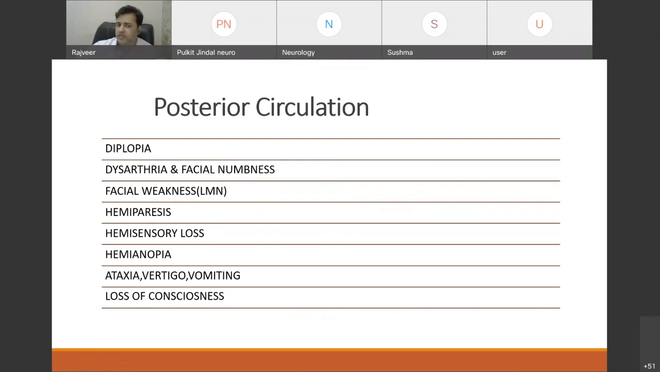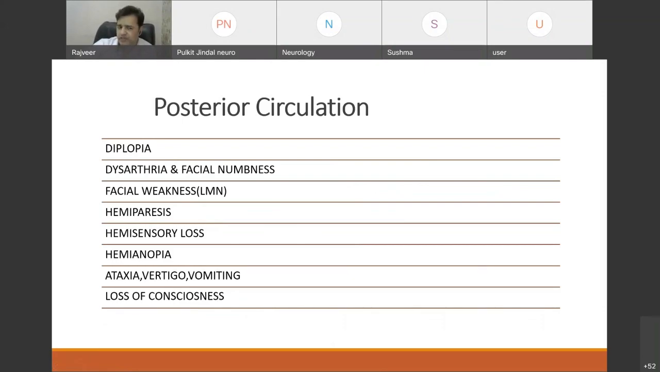It depends on which part of the brainstem is involved. Then the patient may have hemiparesis or hemisensory loss due to involvement of the ascending or descending tracts in the brainstem. Then the patient may develop hemianopia due to occipital lobe involvement. If there is cerebellar involvement, the patient will develop ataxia, vertigo, or vomiting. Or the patient may develop loss of consciousness if the reticular activating system in the brainstem is involved.